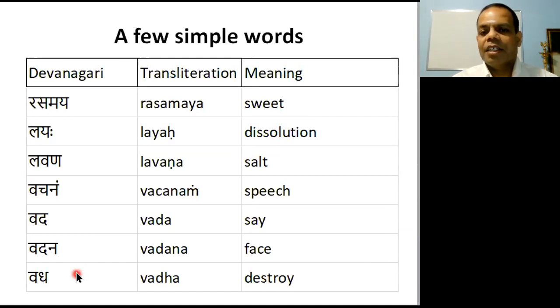The next word, the second letter is the fourth letter in the tha varga. Dha. Vadha. So you can see vada is to speak. Vadha is to destroy. So the second letter you need to pay attention and pronounce it with dha. So as you can see, the pronunciation can significantly change the meaning.